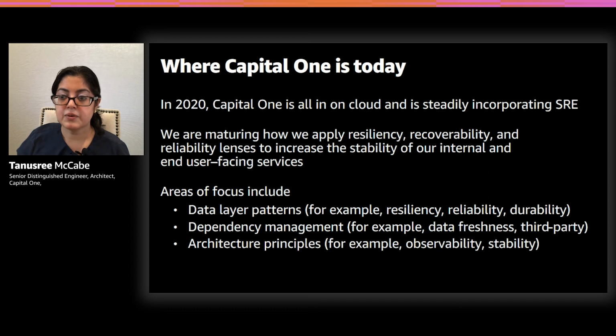In the future, we also hope to focus on refining our data layer patterns, improving our dependency management, and also really emphasizing our architecture principles, for example, as we mentioned today, observability and stability. With that, I'm going to turn it back to Don.